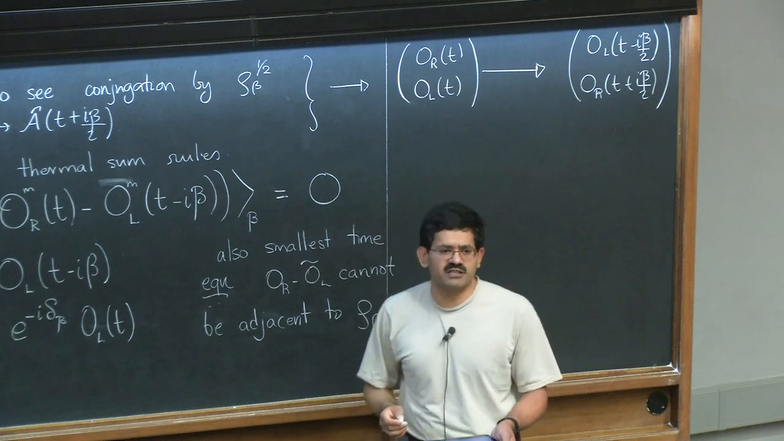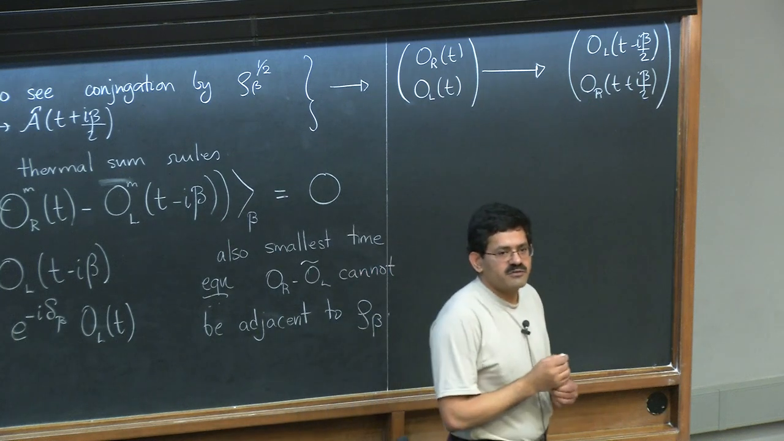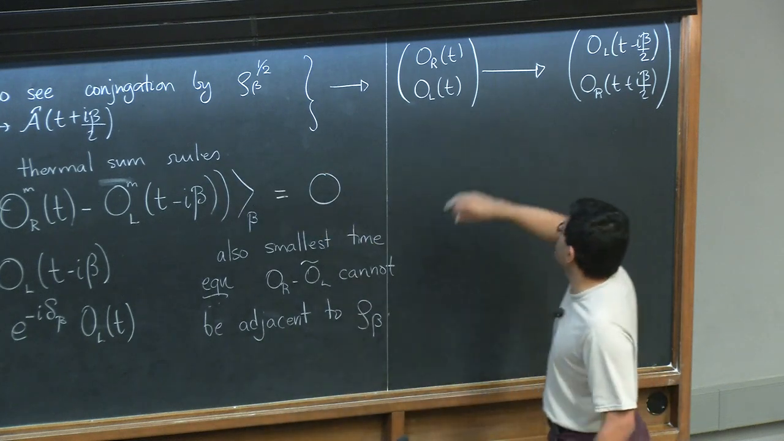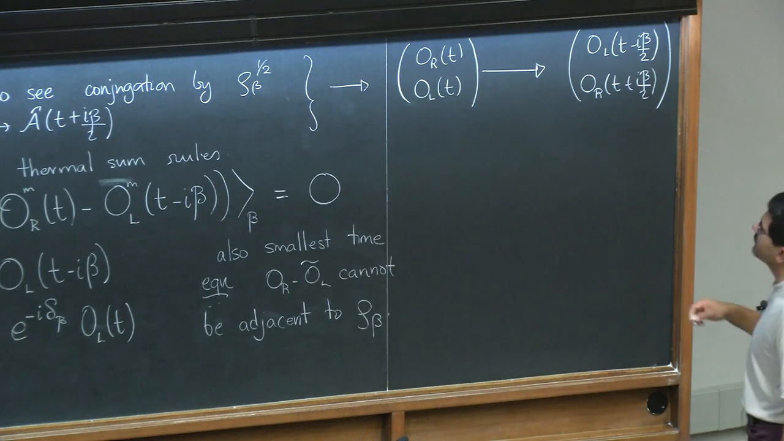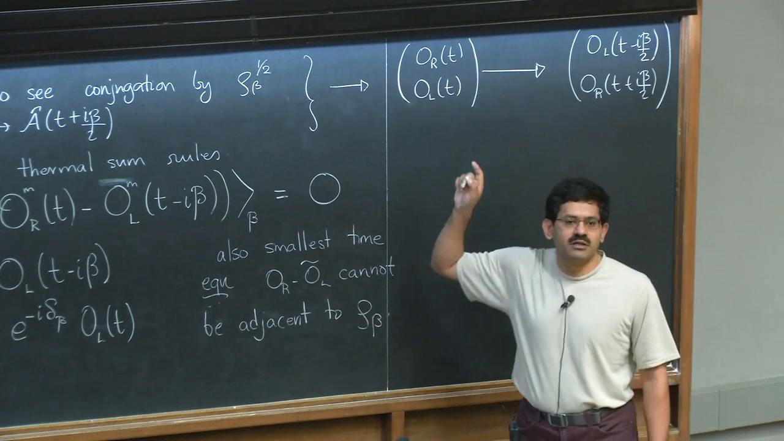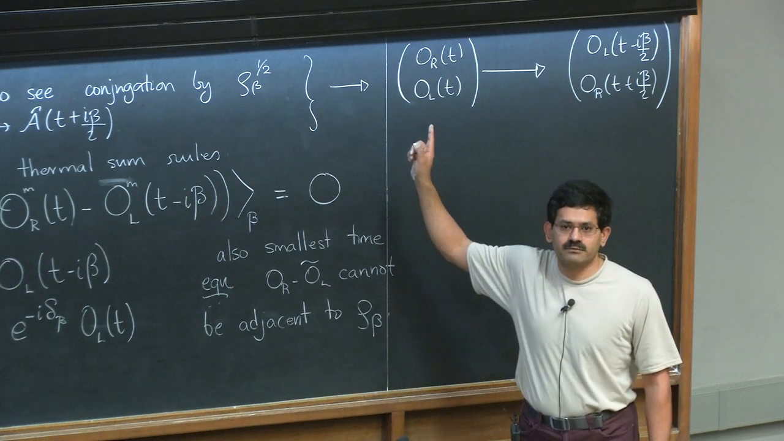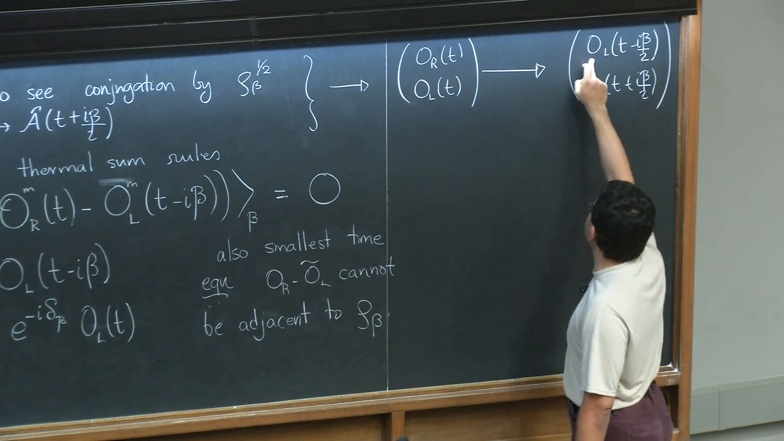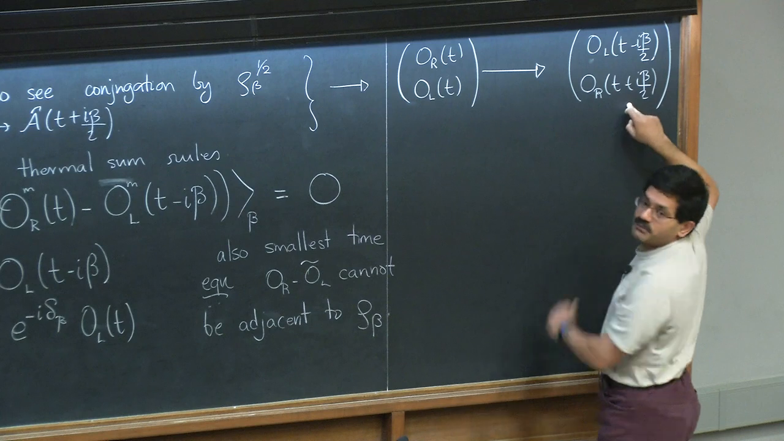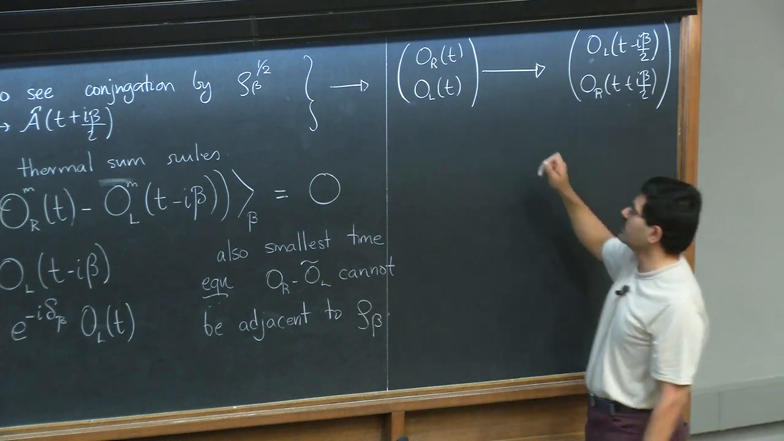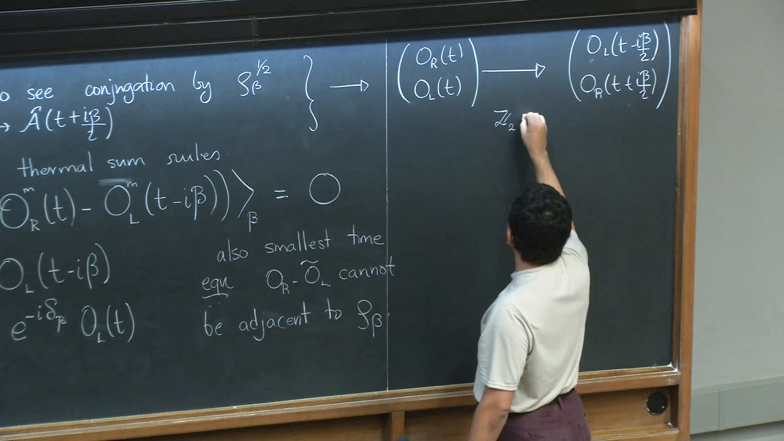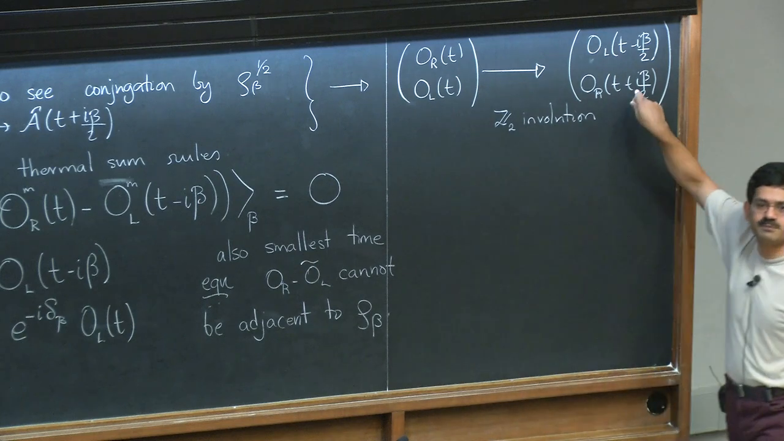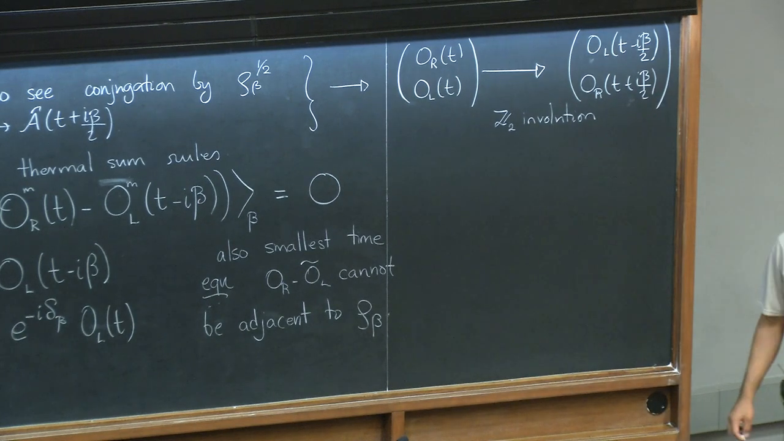It's often discussed in the condensed matter literature, although some of the other works which have been trying to understand hydrodynamics, especially Hong Liu and friends, have also been using a conjugation that's very similar to this. This has the advantage that it's an involution. If you do it twice, you get back the same thing. O right goes to O left of T minus I beta over 2, but then O left goes to O right of T plus I beta over 2. So if you do it twice, it squares to 1. So this is a Z2 involution.